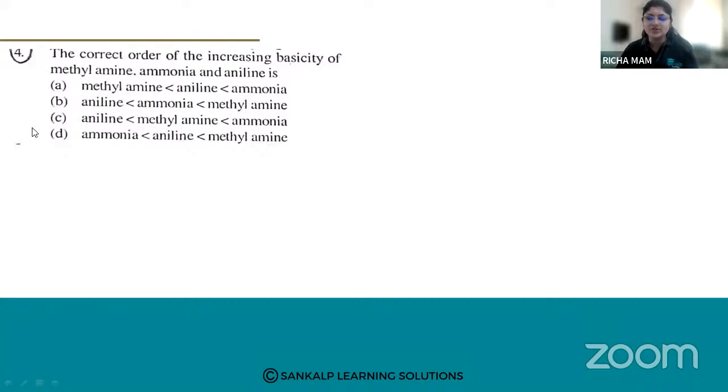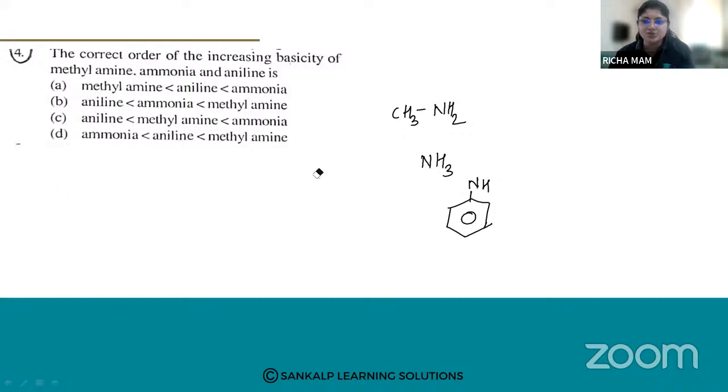So this particular question. Let us write the structures first. First we have methylamine. Next you have ammonia, NH3. Next you have aniline. Sorry, aniline is C6H5NH2. Now these are the structures of your amines.